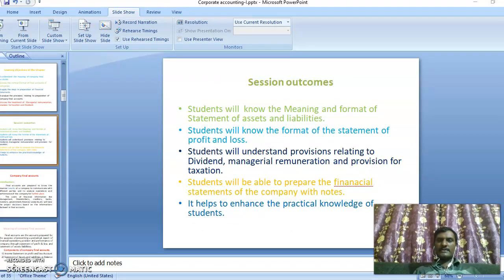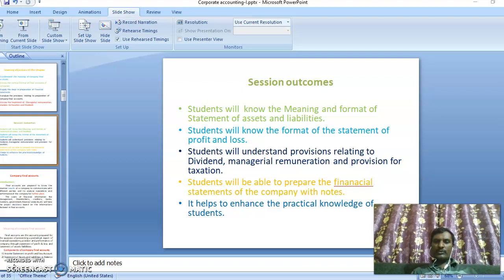Dear students, it is very important to know what you will get from this session. Through this session, you will know the meaning and format of the statement of assets and liabilities. You will know the format of the statement of profit and loss. All the students will understand provisions relating to dividend, managerial remuneration, and provision for taxation. Students will be able to prepare the financial statements of the company with notes, and it also helps to enhance the practical knowledge of the students.